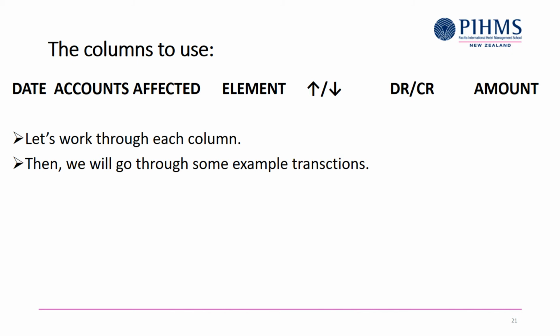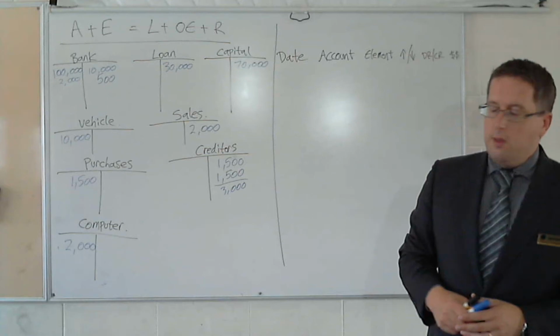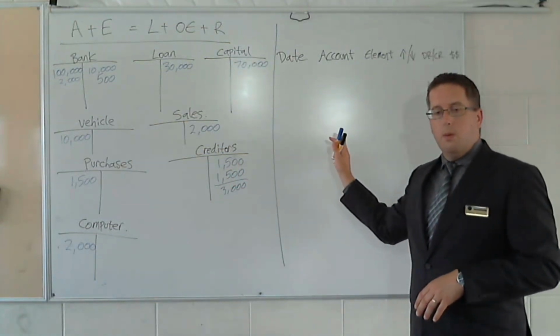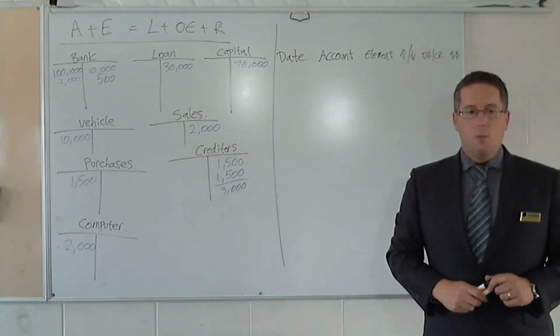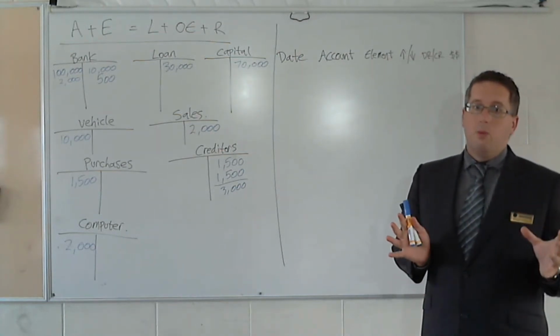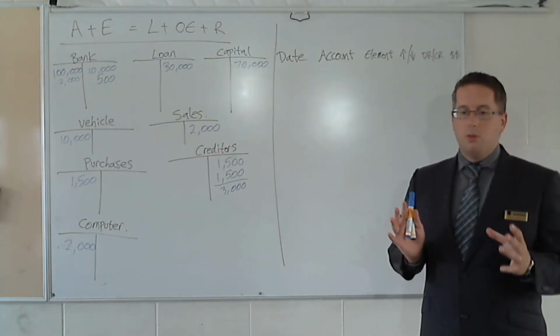So we have the date, the account affected, the element, is it going up or down, is it a debit or credit, and then finally the amount. So we can actually work through those same details that we've done here, but actually record them in a column format. And this is actually quite an easy way to start figuring out, well, what's a debit, what's a credit.